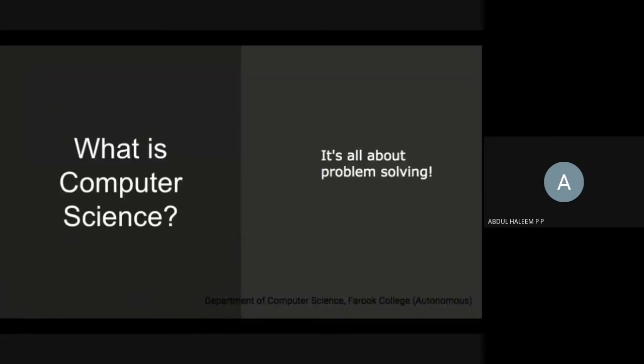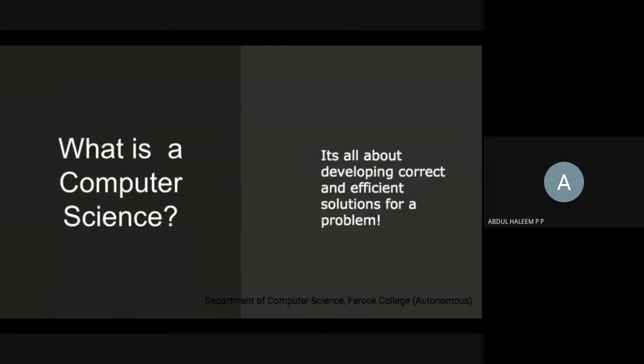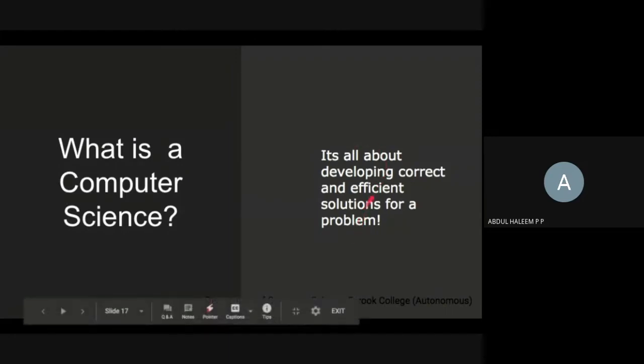We can say that computer science is all about problem solving. That's it. This science evolved just with that, the quest to find solutions for problems, right from our ancestors, ancient men. And more precisely, we can say that computer science is all about developing correct and efficient solutions. Efficiency and correctness.